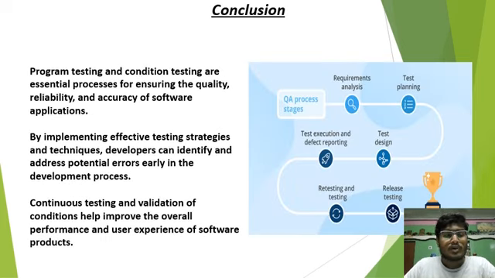Conclusion: program testing and condition testing are essential processes for ensuring the quality, reliability, and accuracy of software applications. By implementing effective testing strategies and techniques, developers can identify and address potential errors early in the development process. Continuous testing and validation of conditions helps improve the overall performance and user experience of the software product.